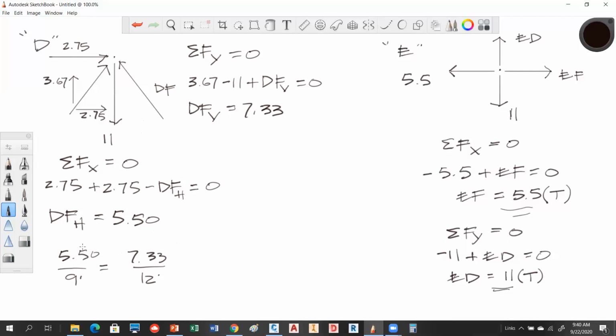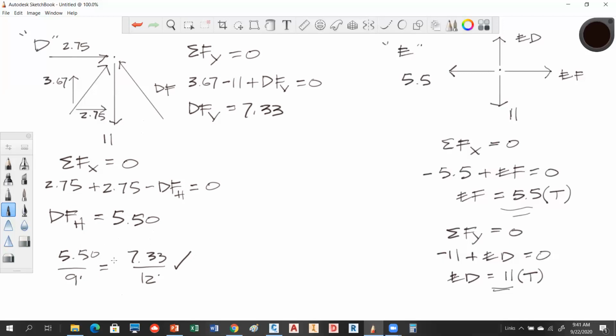So I'm going to take 5.5 and divide it by 9. And I get 0.6111. And I'm going to take 7.33 and divide it by 12. And I basically get the same number. Little bit of rounding going on. So these agree. So that pretty much tells me I'm good right to this point. Okay. You don't have to do this here, but this is a nice little check. Does everybody see what I did?